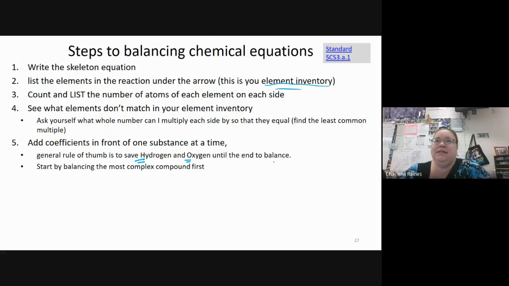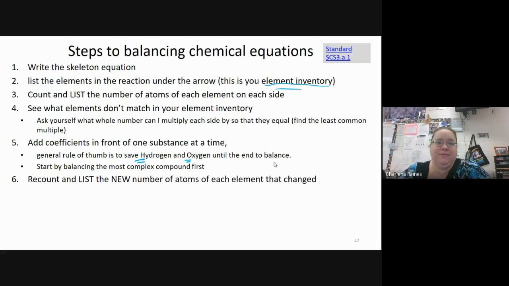Next, start by balancing the most complex thing. If you have an element that is just sitting all by itself, wait until the end to balance them. As you add your coefficients, you're going to recount and list the new number of atoms. So let's see these steps in practice.